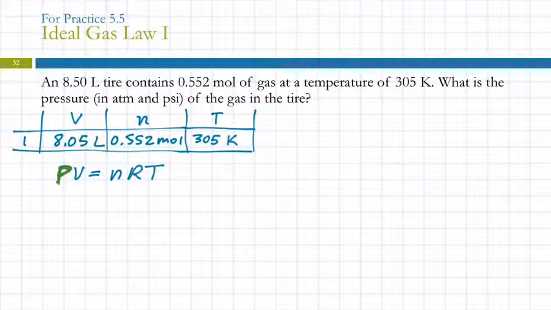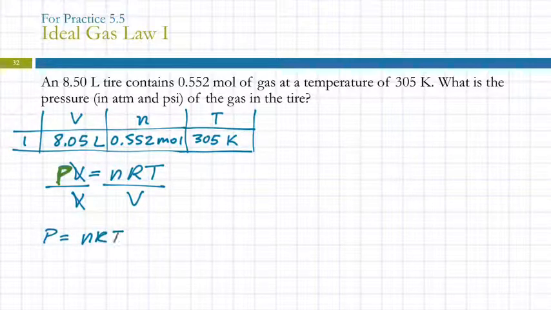I'm supposed to find the pressure. So I want to rearrange the equation so I can get P by itself. P equals what? So I'm going to divide both sides by V. The volumes cancel out. And so I get the pressure is equal to nRT over V. So I have V, n, and T. I don't have R.